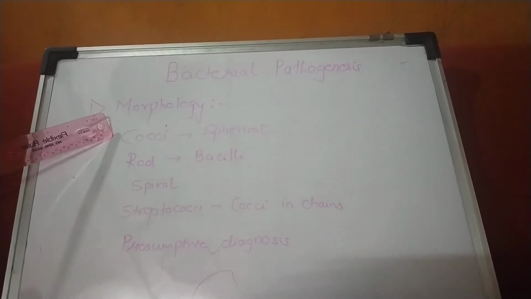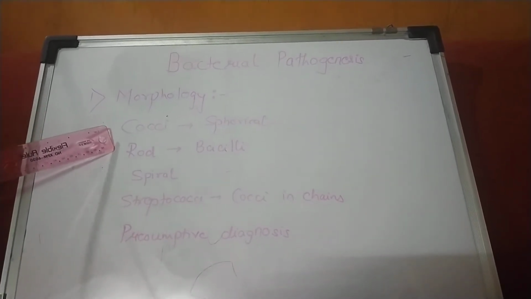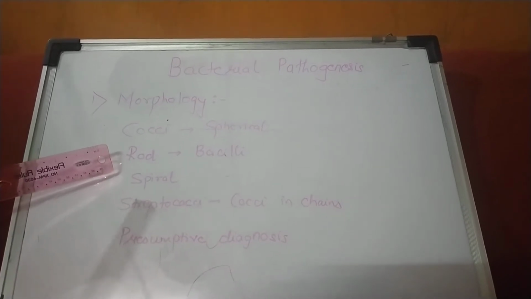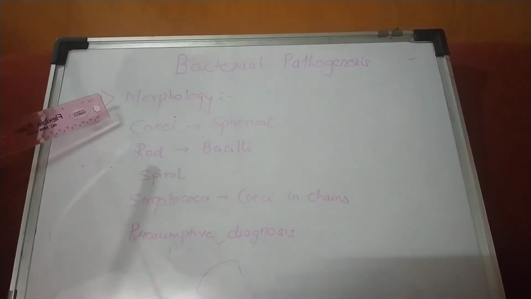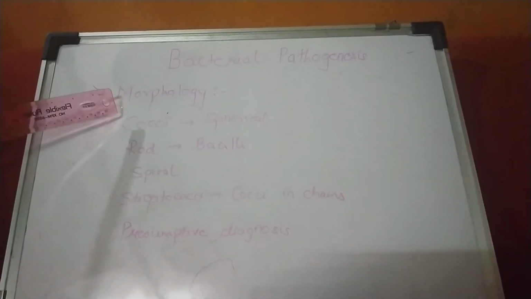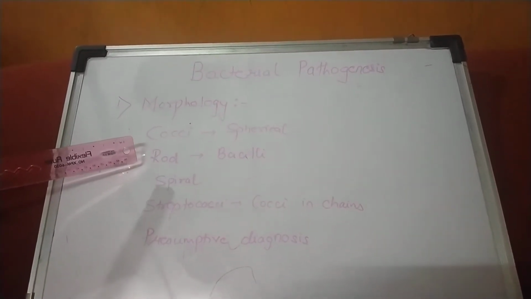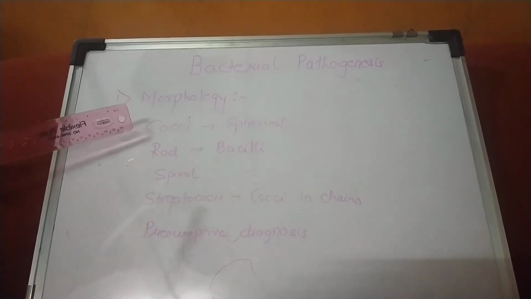One is cocci, that is spherical shaped bacteria. One is rod, that is bacilli, and the third is spiral shape. So most of the bacteria will assume one of these shapes. In most cases bacteria are either cocci, rods, or spiral in shape. These are the three basic shapes in the morphology of the bacteria.